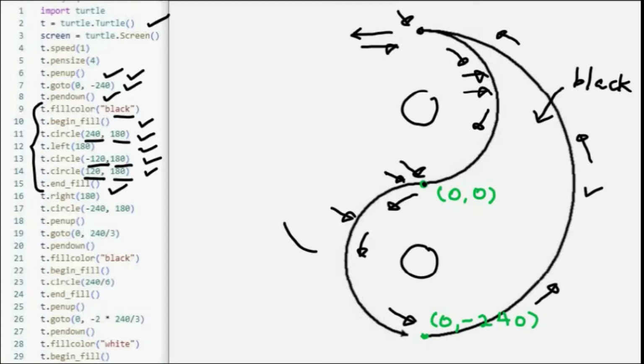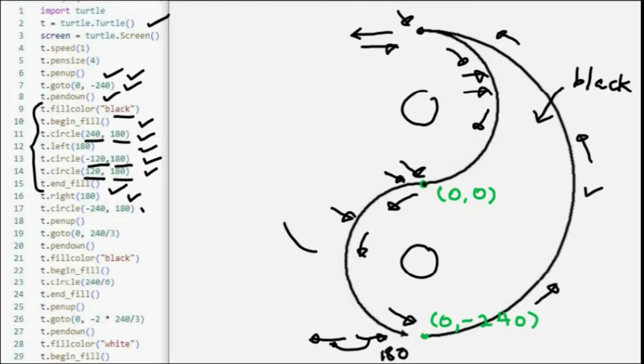Now we start drawing the arc on the left side. Note that at this point here, the direction of the turtle is like this one here. But we don't want that. We want the direction of turtle to be like this. So we have to rotate the turtle right 180 degrees. And that is command number 16.